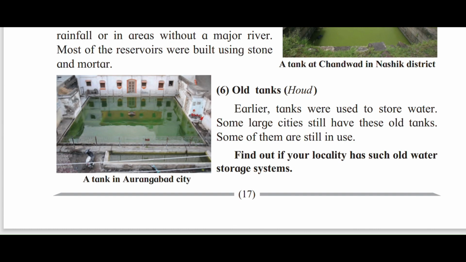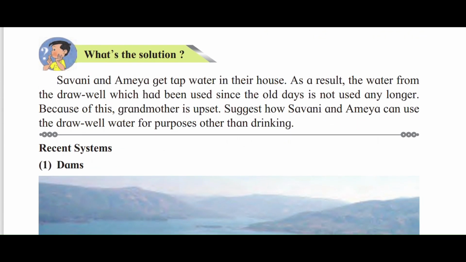Page number 18. What's the solution? Savni and Ameya get tap water in their house. As a result, the water from the draw well, which had been used since old days, is not used any longer. Because of this, grandmother is upset. Suggest how Savni and Ameya can use the draw well water for purposes other than drinking.